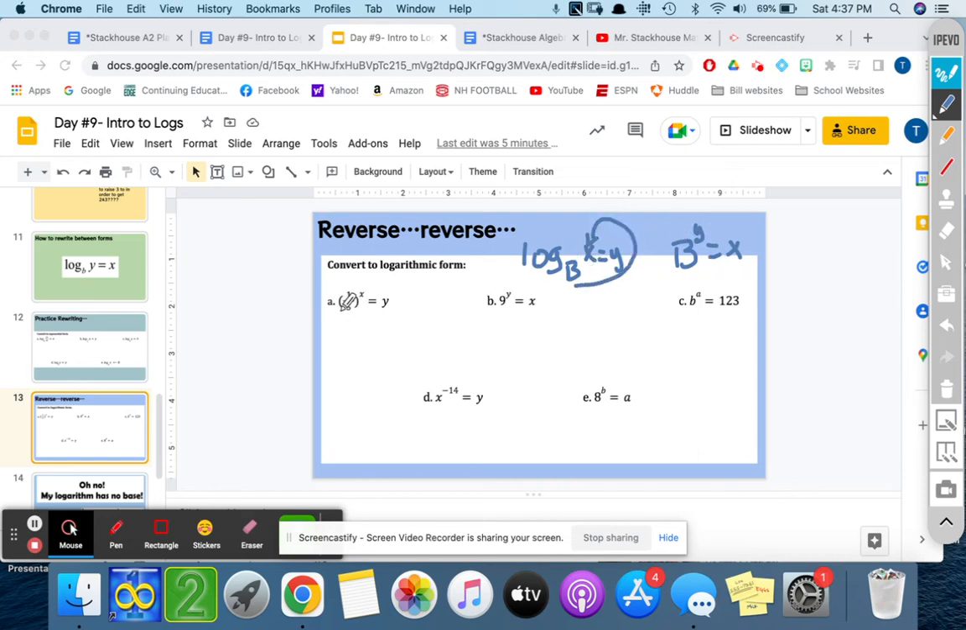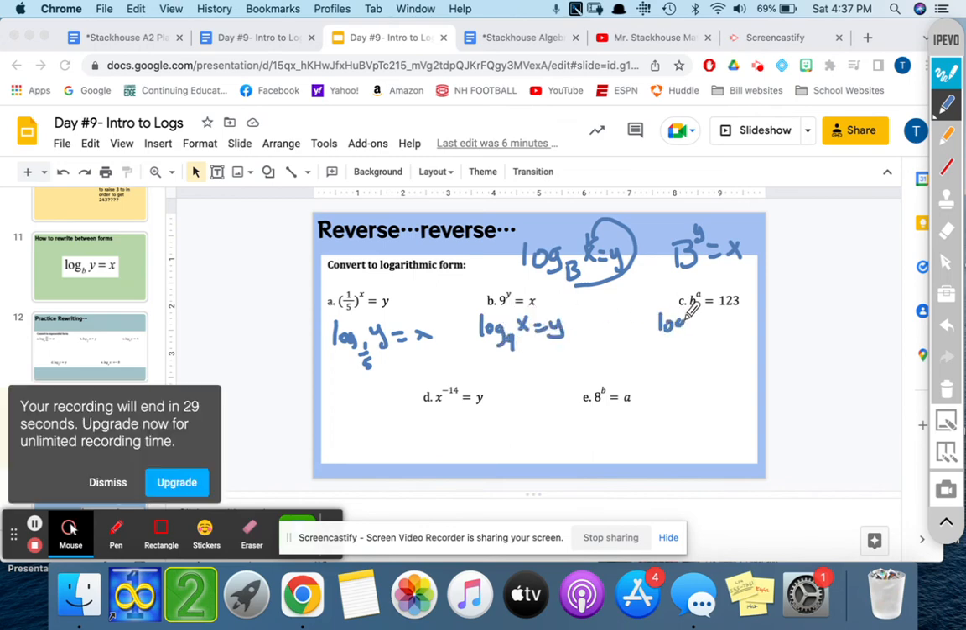So the base is the 1/5, so log base 1/5. The exponent is equal to the number on the other side. So log base 1/5 of y equals x. So log base 9 of x equals y. Log base b of 123 is equal to a.